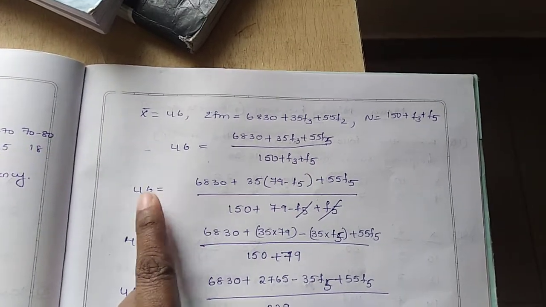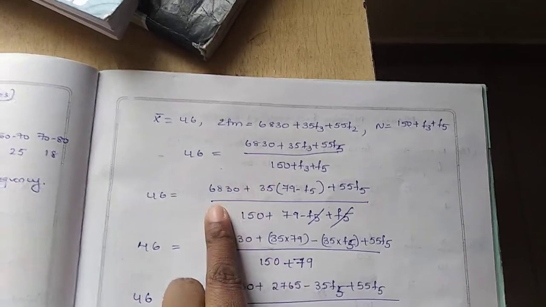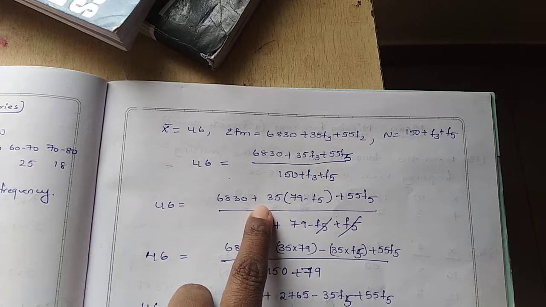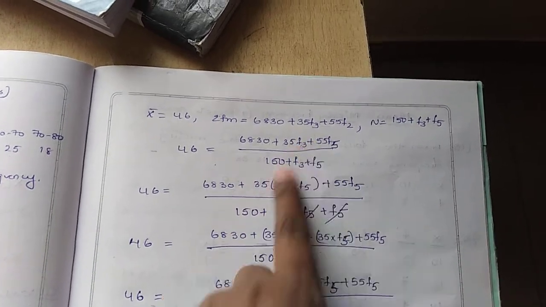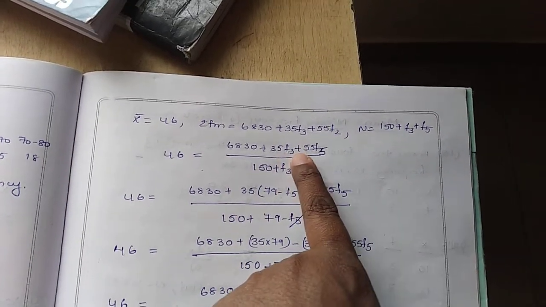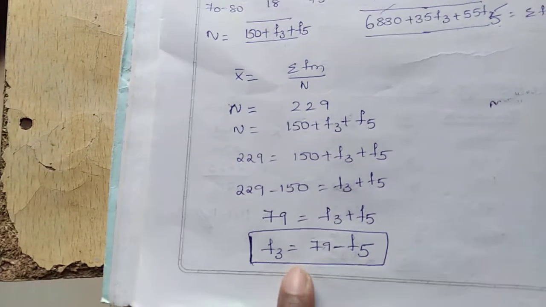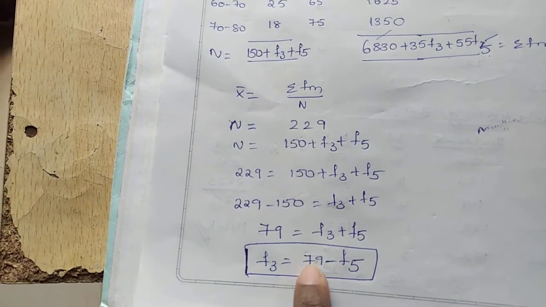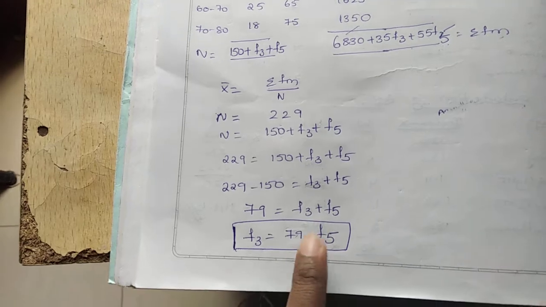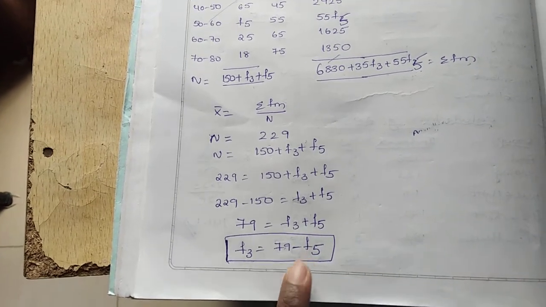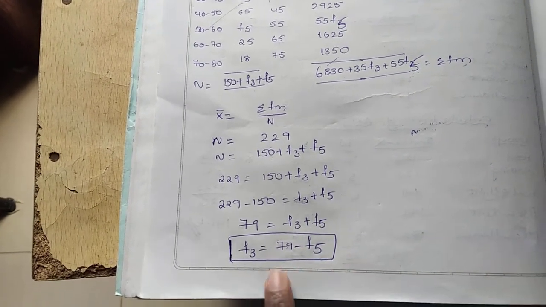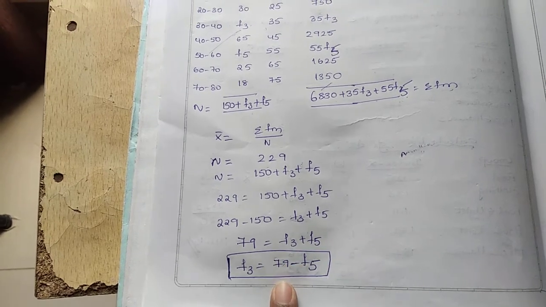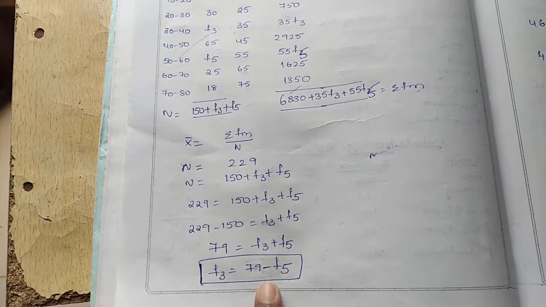Next, 46 as it is I have written here. So 6830 plus, now F3 here, 35 is there. 35 F3 is there. F3 is how much here? F3 is nothing but 79 minus F5. A little bit of calculation will be there. Don't get so anxious. You can listen carefully, and after listening, you can do the formula and do the sum.